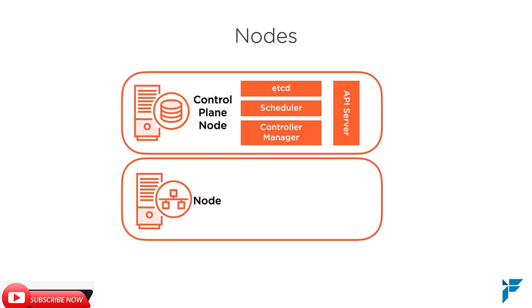Now, within a node, there are some components that I want to introduce you to, and first up is the kubelet. The kubelet has the responsibility for starting up pods on the node. Then there's the kube proxy, which has the responsibility for pod networking and implementing our services abstraction on the node itself.